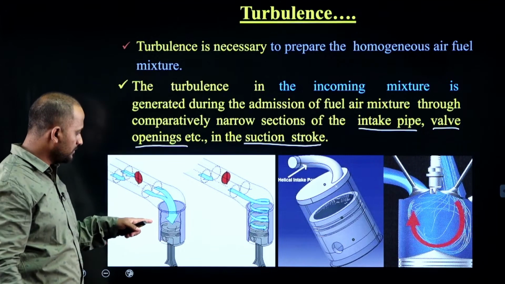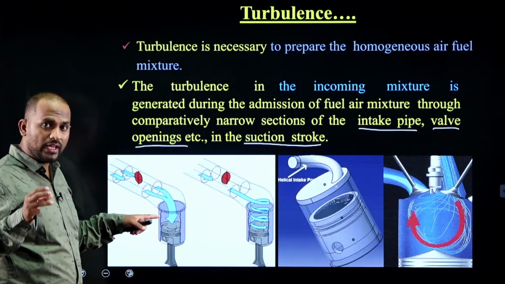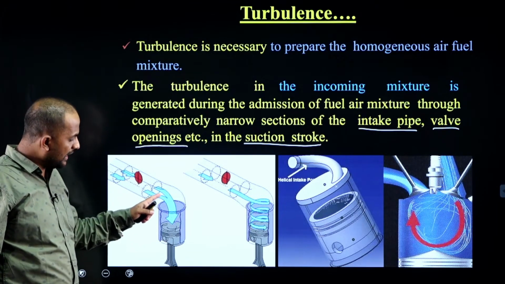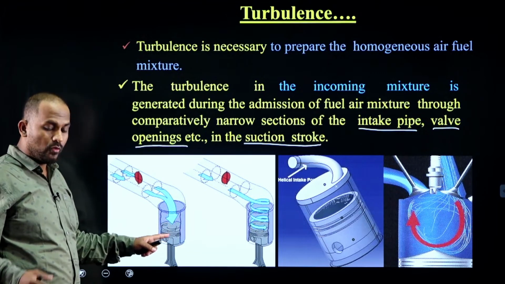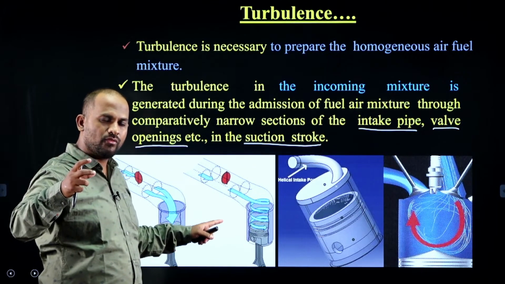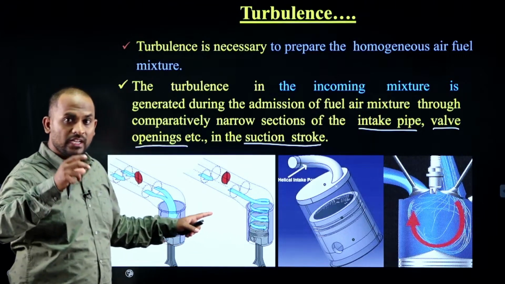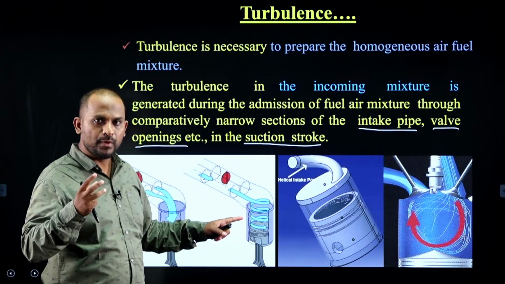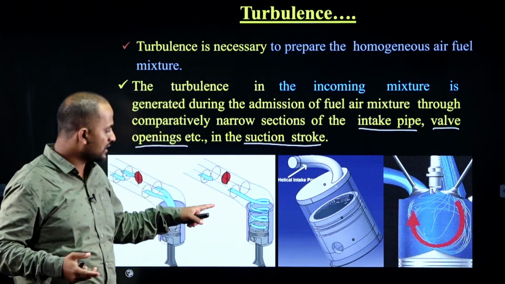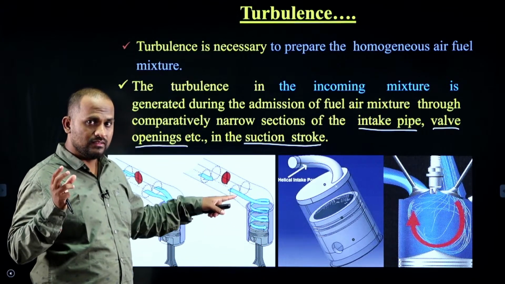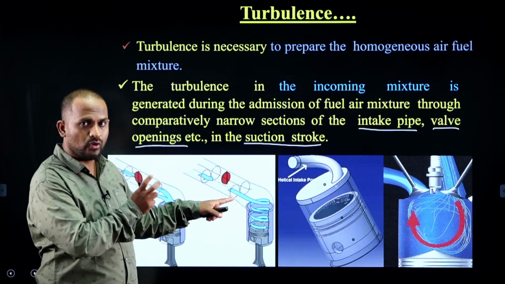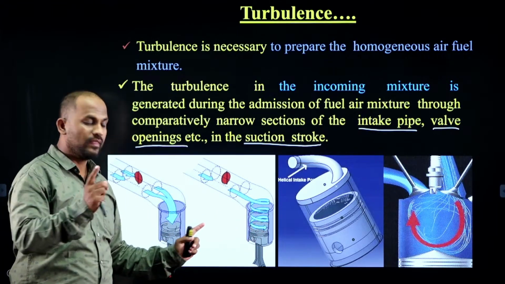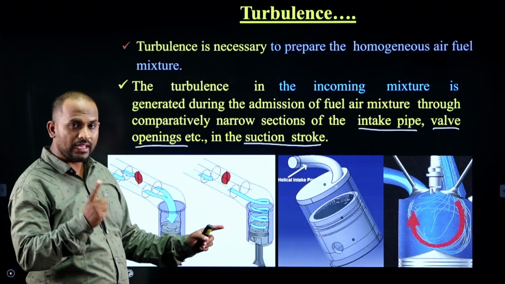Suppose if you see in this figure, if there is no air movement or particle momentum from the inlet manifold, the charge will directly enter into the cylinder. But when we change the design of an inlet valve or an intake manifold, what happens? The charge particles will attain a movement. Because of that, the flame speed will be increasing. Here you can see the particles are having a spiral or helical movement.